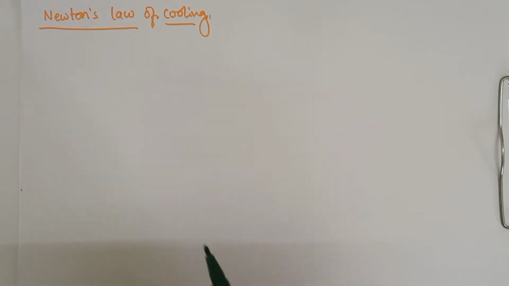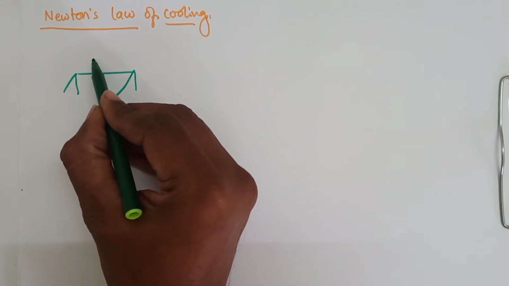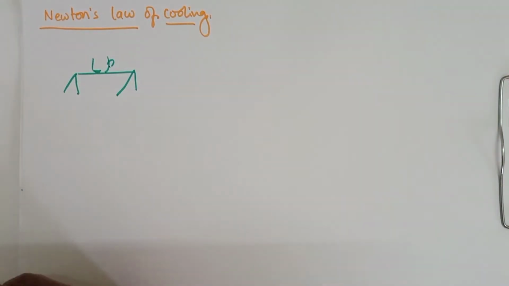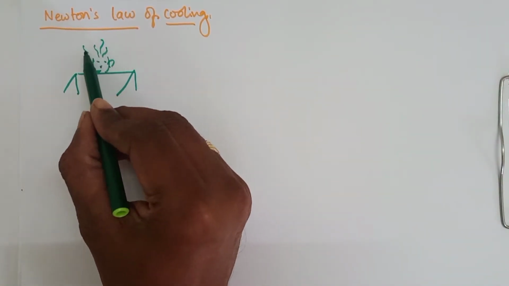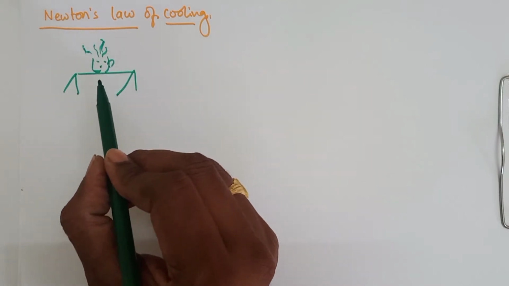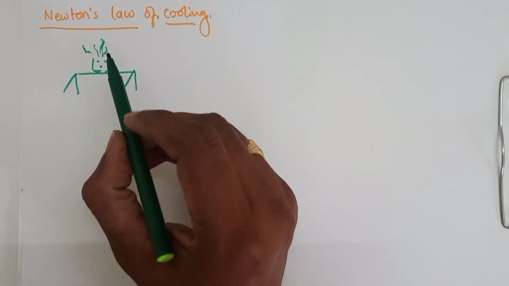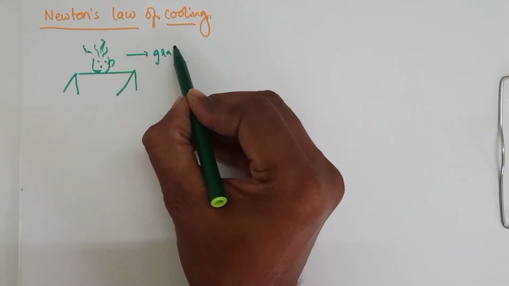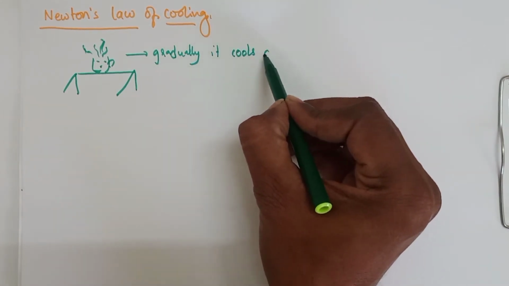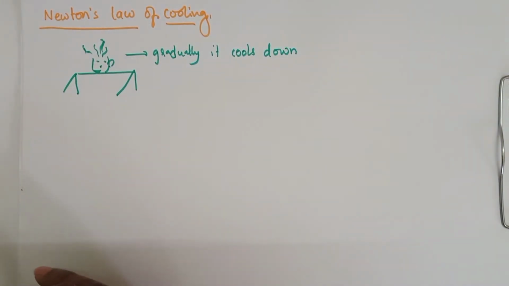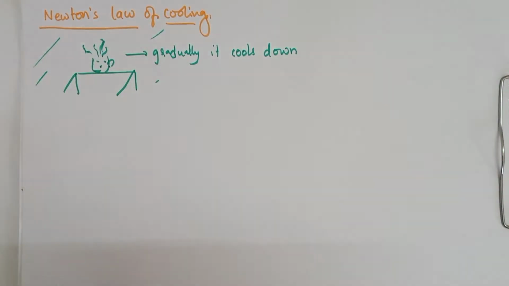In order to explain that, we shall consider on the table a cup of tea or milk. Initially it was at a temperature, let us say, above room temperature. Now you place it, what happens? Gradually it cools down. What is the reason for it? This is called the surroundings.